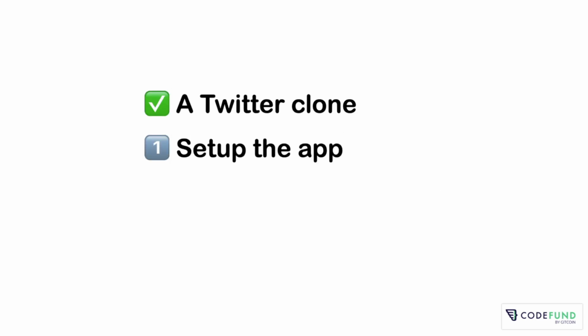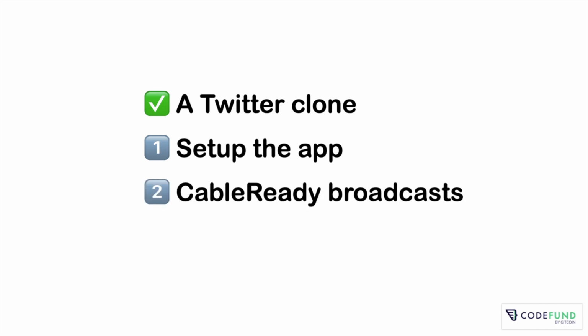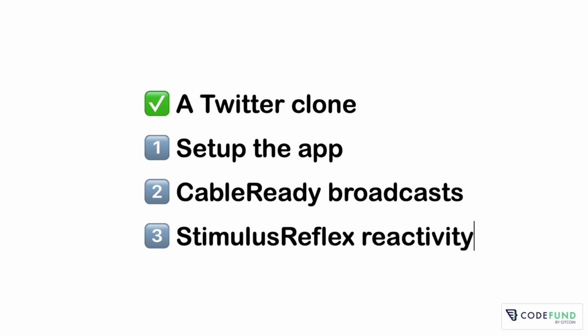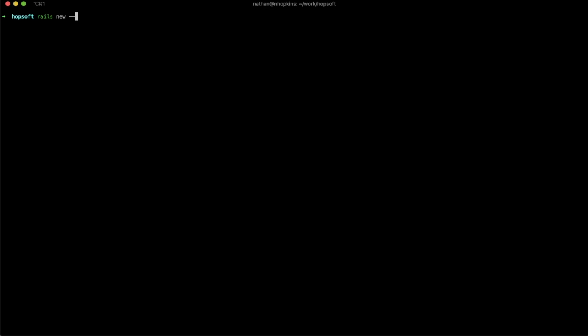In this video, we'll build a Twitter clone using these tools. First, we'll set up Rails for this style of development. Next, we'll build some CableReady broadcasts. And finally, we'll use StimulusReflex to react to user input. So let's set up our Rails application. We'll call it Chatter.